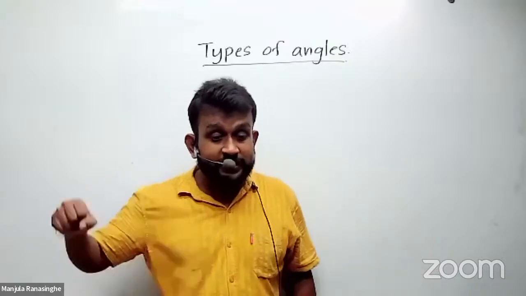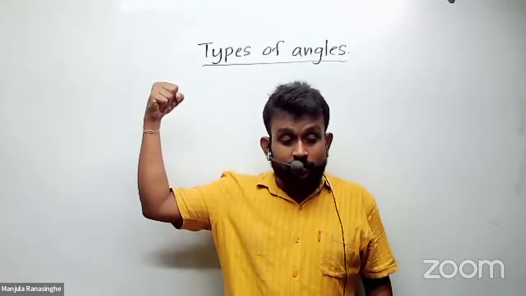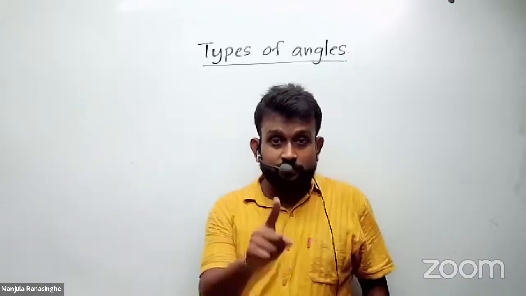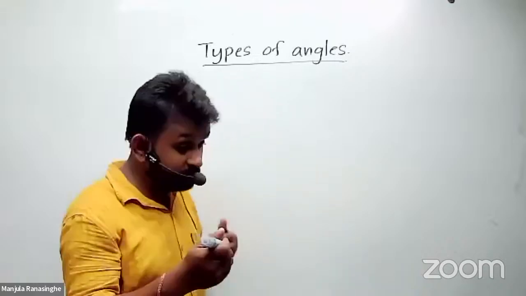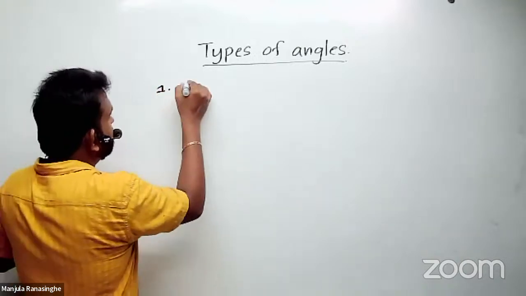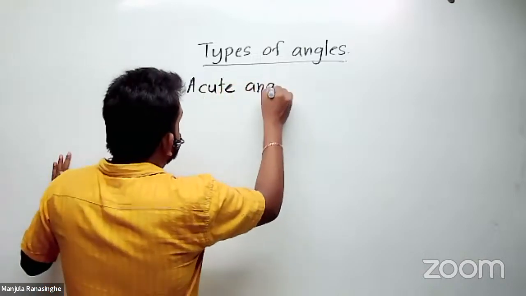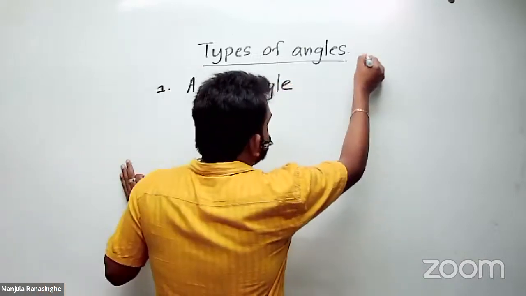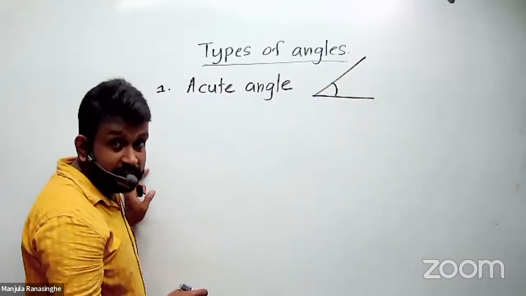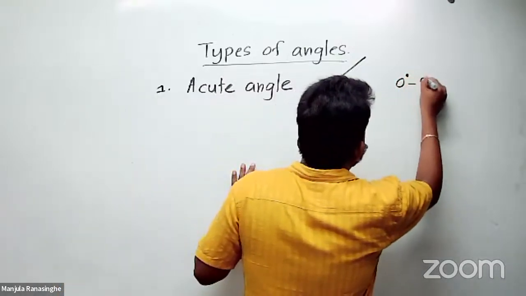So what are the types again? Remember, this is acute, then right, obtuse, straight, and then reflex. We have learned these things in previous grades, but I will remind you. The first type, Putta, is the acute angle. If I draw a sketch, that is a very small angle, that means less than 90 degrees. So it is between 0 and 90 degrees.